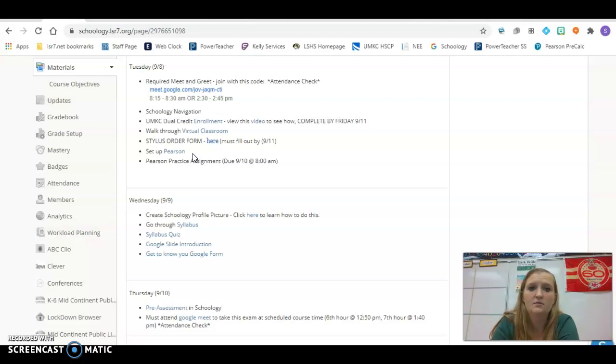They should be used to it from pre-calc and IB math. That's how they did their homework last year. The nice thing about it is there are lots of resources in there and lots of chances to fix their mistakes. We're going to do a practice assignment, and that'll be due at 8 a.m. on Thursday. Really all that is, is them getting used to how to do homework in Pearson.